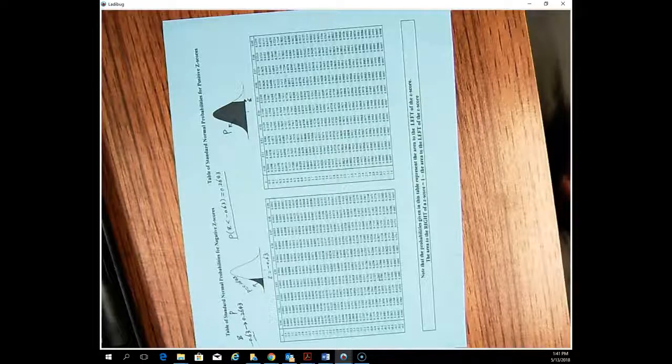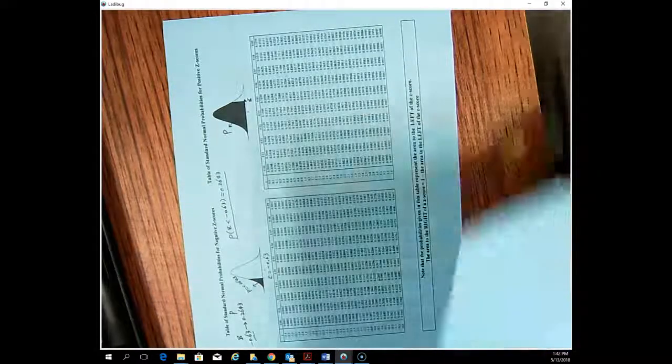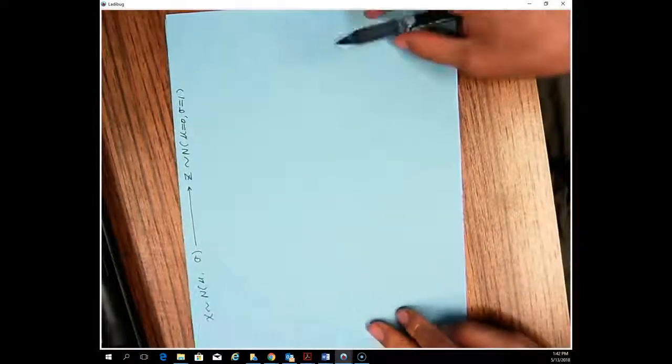But with the z-table approach, there are no limitations. You can use the z-table to find any normal event probabilities. And in this video, we're going to demonstrate how. So first, we need to understand what a z-distribution is.